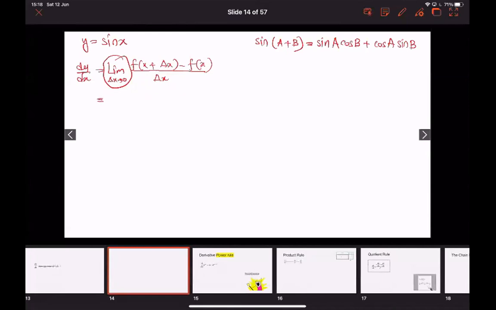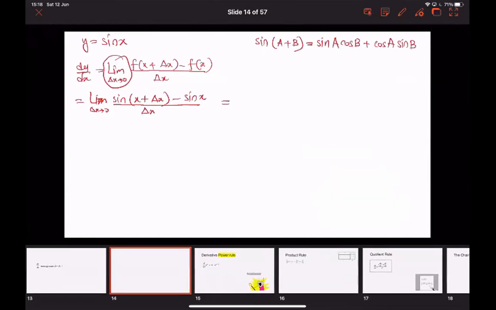Okay, let me continue. f of x plus delta x minus f of x. Here the function is sine, so this is going to be sine of (x plus delta x) minus sine x over delta x. And of course, there should be a limit as delta x goes to 0. I'm going to simply write down, I have to expand this, there's a compound angle, x plus delta x. I will use this compound angle formula.